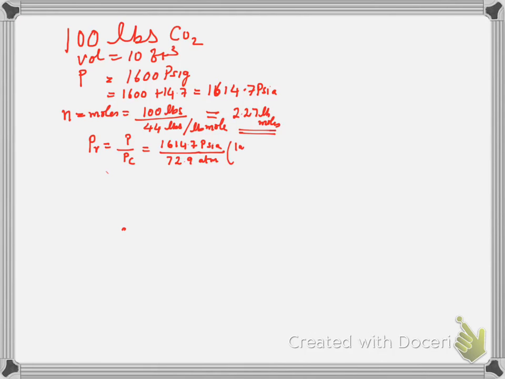So now 1 atmosphere equals 14.7 psi, right? So what do we get here? 1.507. Wonderful. All right. So now, what is the TC here, or TR now? That's what we're trying to figure out.